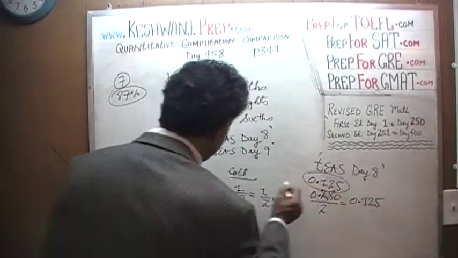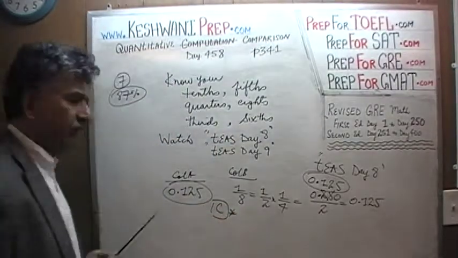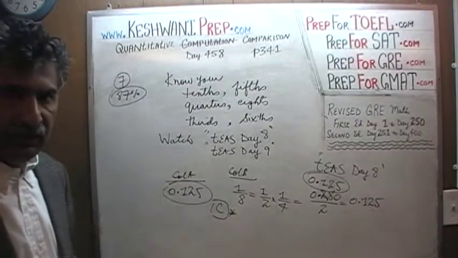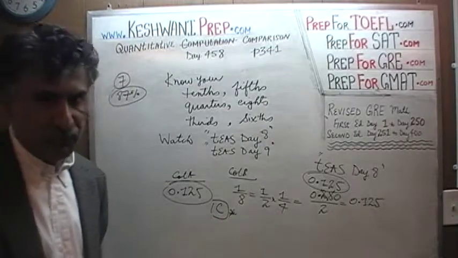0.125 is exactly what we have here. These two are equal. The answer is C. Similarly, we can learn 3/8, 5/8, 7/8 and so forth. But these are all different forms of the quarters.